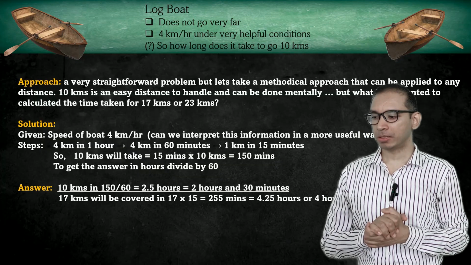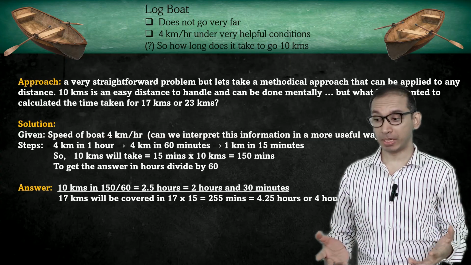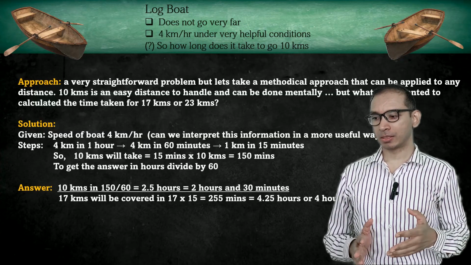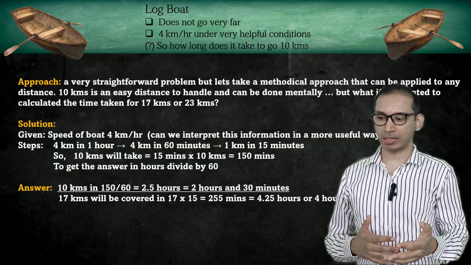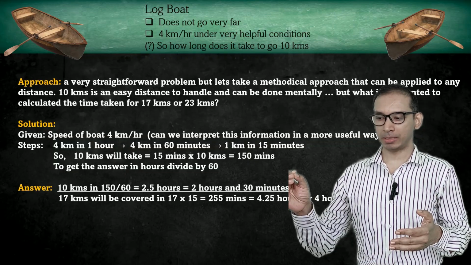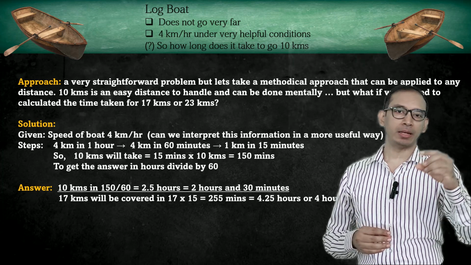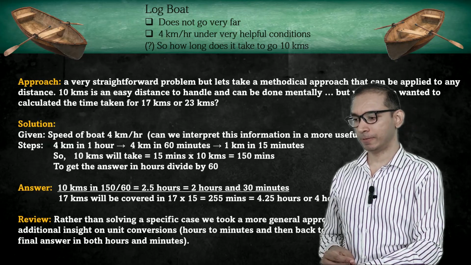So 17 kilometers, once again, 17 into 15 is 255 minutes. Again, you divide that by 60, you get 4.25 hours. If you go for the quotient, you get 4 and the remainder is 15, which becomes your minutes. So 4 hours and 15 minutes.